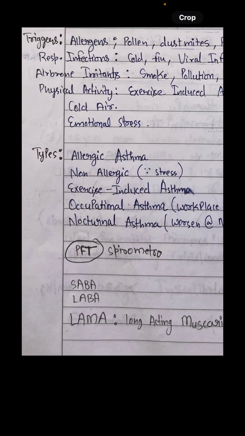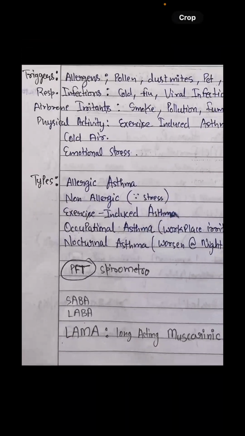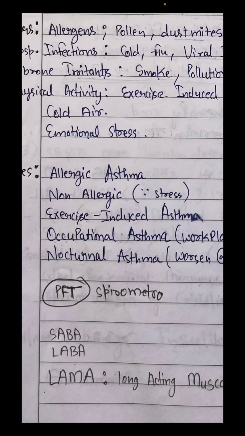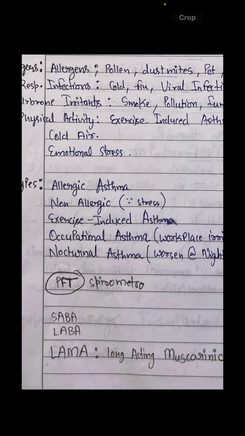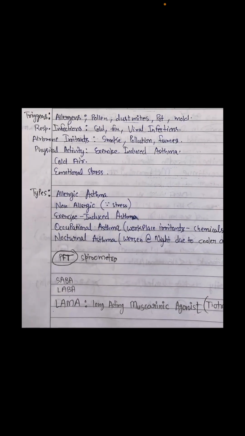Types of asthma can be allergic asthma, which is caused by allergens, and non-allergic asthma, which can be caused not by allergens but by stress. There is also exercise-induced asthma and occupational asthma due to chemicals and dust from the occupation.